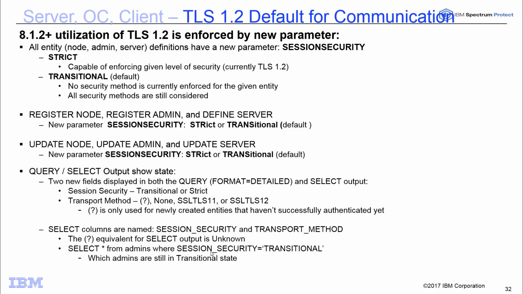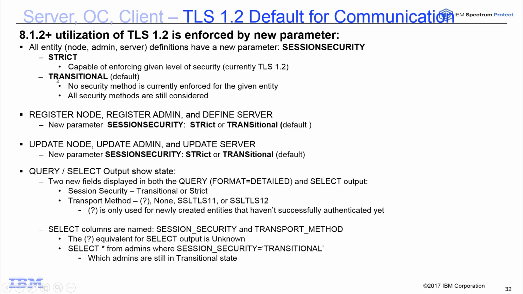The first of these enforcement pieces is a new parameter called session security. And this session security can be either strict or transitional. Strict means that we are capable of enforcing the given level of security, and that given level of security is currently TLS 1.2. And so something will be set to strict if, for instance, we have successfully exchanged the TLS 1.2 certificates.